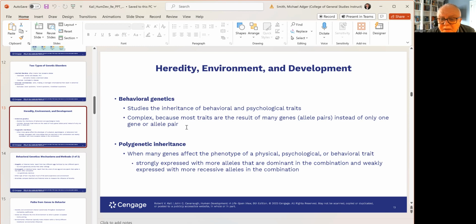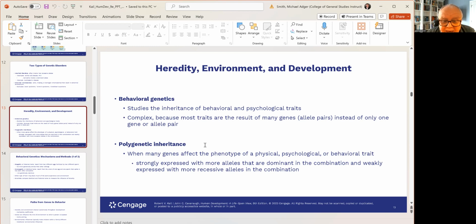There are behavioral genetics that are important because it studies the inheritance of behavioral or psychological traits. These are really complex because most of the traits are the results of a lot of different genes or allele pairs. They're not the result of only one gene or one allele. So if there's something going on with them, it's not just one small problem. It's a more complicated situation.